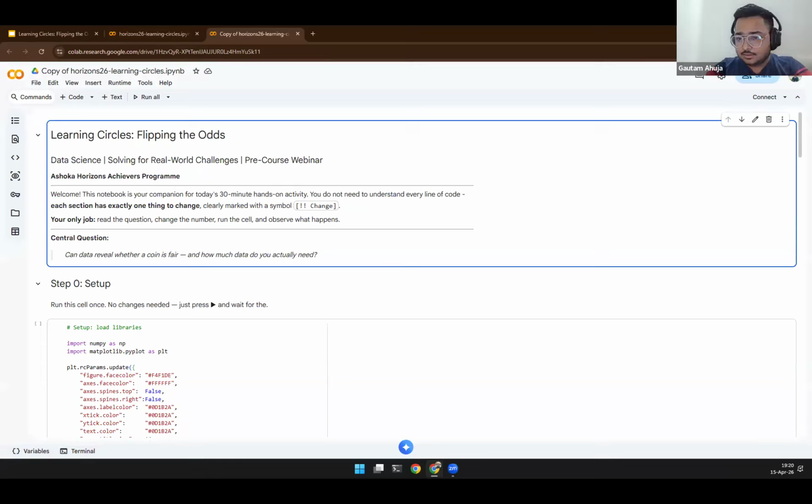Okay, I can see Harsha and Gautam. You're all okay, good. Okay, so moving on.